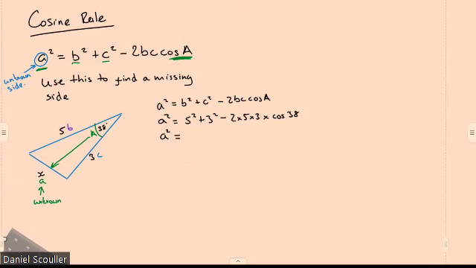I'm getting 10.4. Okay, then A is the root of that. In whatever units it is, it's centimeters. Okay, so it's actually maybe easier than the sine rule because it's giving you so much information, you're trying to pack it all in.